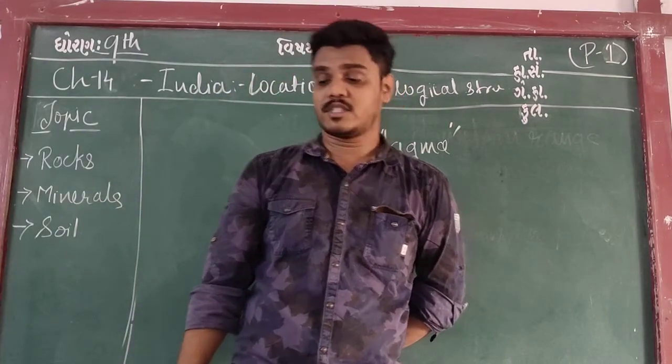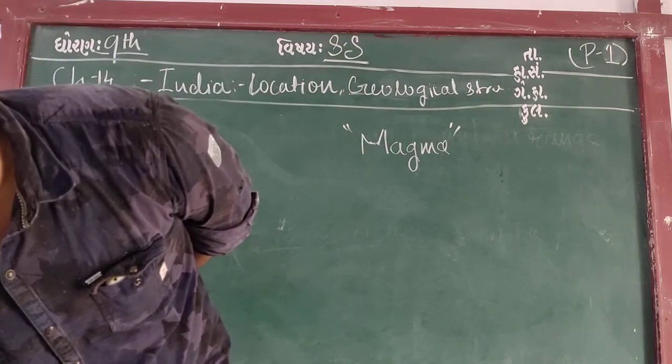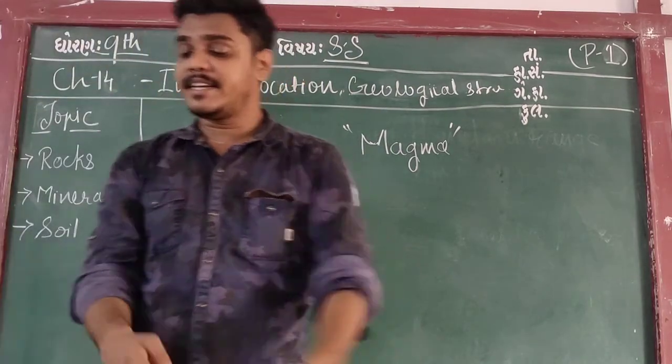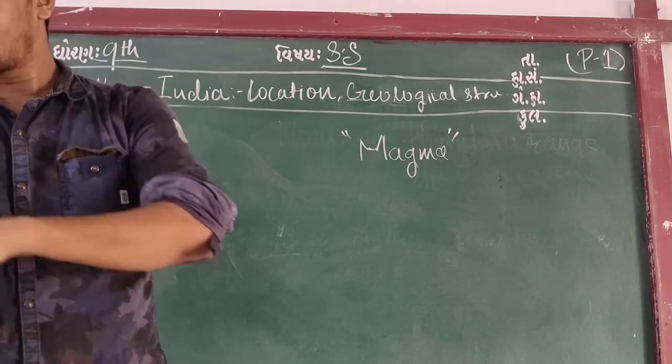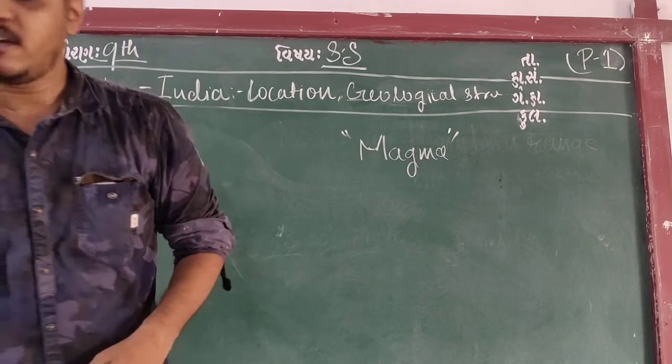Now the second one is stratified rocks. How are stratified rocks prepared? Igneous rocks are disintegrated and deposited in different layers. So stratified rocks are formed.